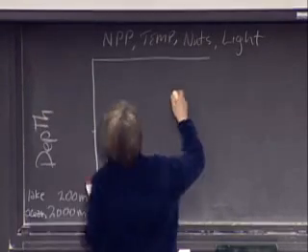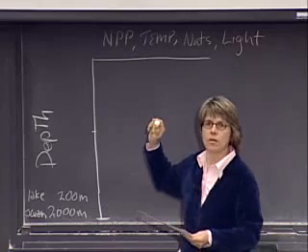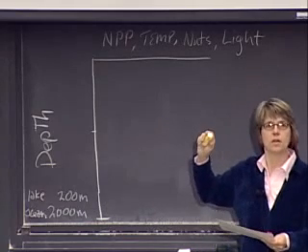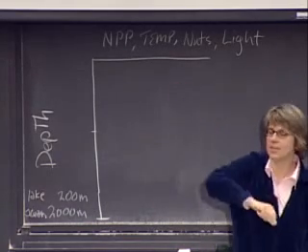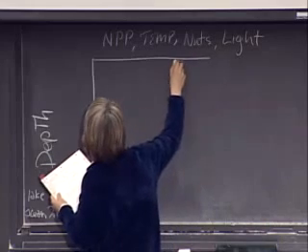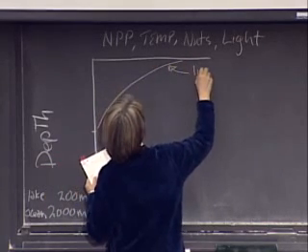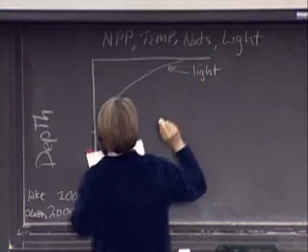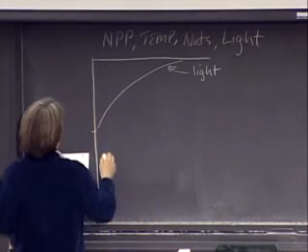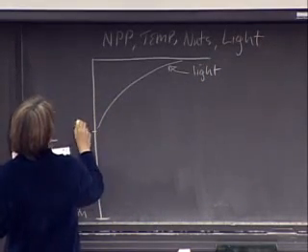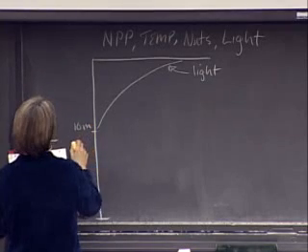So first of all, let's plot light as a function of depth. What does that look like? Like that, exactly. It's going to decay exponentially. And in lakes, this is about 10 meters, and in oceans, this is about 100 meters.